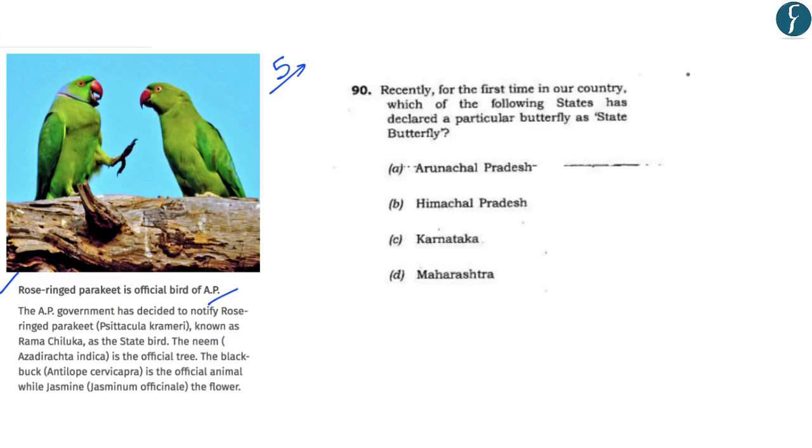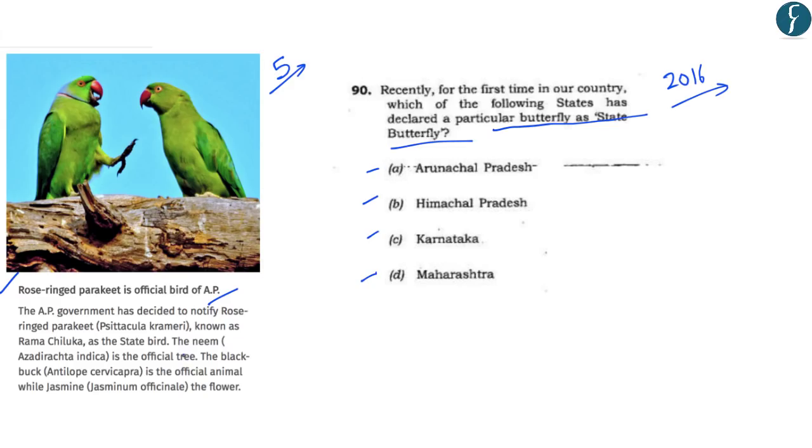Almost a similar question appeared in the year 2016, where it asked, recently, for the first time in our country, which of the following states has declared a particular butterfly as state butterfly? The options were Arunachal Pradesh, Himachal Pradesh, Karnataka, and Maharashtra. So questions on similar lines can be asked with this rose-ringed parakeet bird, which is now declared as the official bird of Andhra Pradesh.